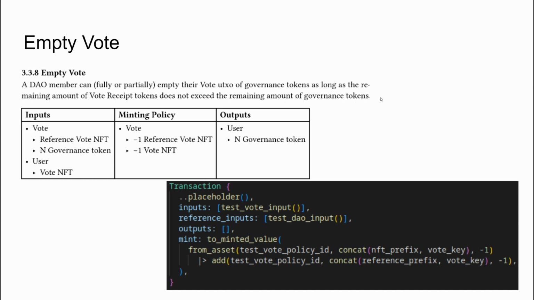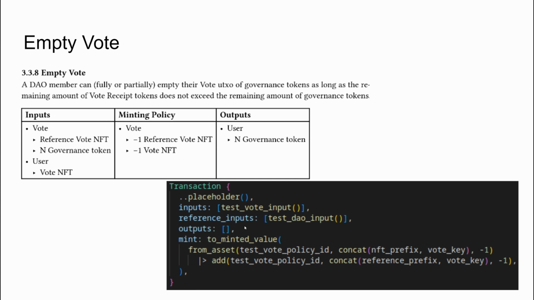If a user does not want to participate in the DAO anymore and take their governance tokens out, they can empty their vote UTXO. Here it's important that there are no vote receipts left in the vote UTXO. This is to prevent users from taking governance tokens out while a proposal they have voted on is still running, which could allow them to vote twice if they recreate a new vote UTXO. So here we are burning both the reference NFT and the vote NFT, and the user gets their governance tokens.